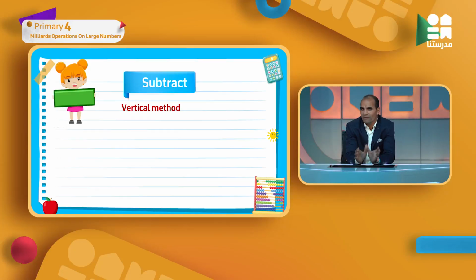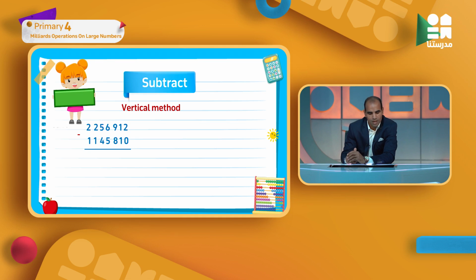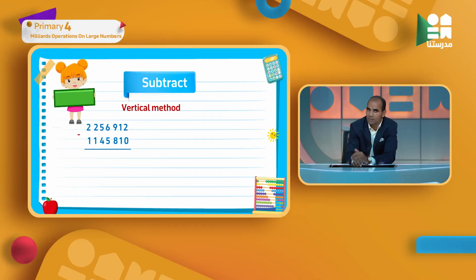Okay, how can we subtract? Here we have again vertical method and horizontal method. To subtract this number, 2,256,912 minus 1,145,810. Of course, 2 minus 0 equals 2, 1 minus 1 equals 0, 9 minus 8 equals 1, 6 minus 5 equals 1, 5 minus 4 equals 1, 2 minus 1 equals 1, and 2 minus 1 equals 1.